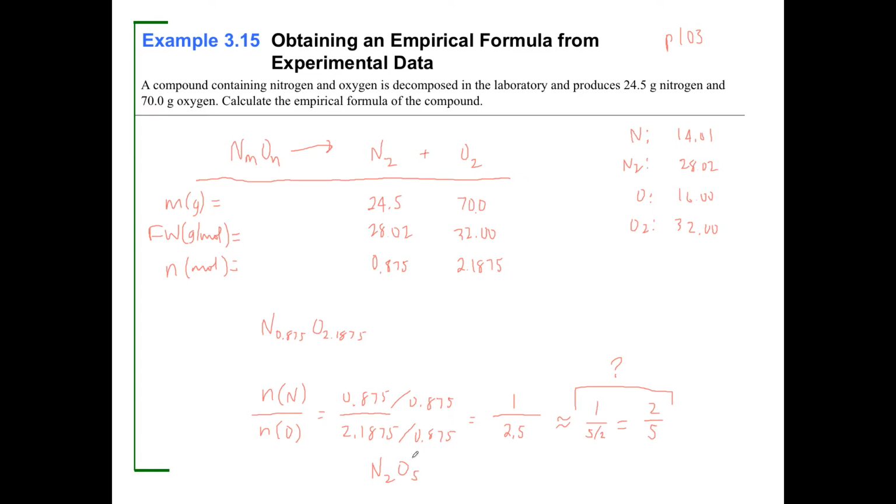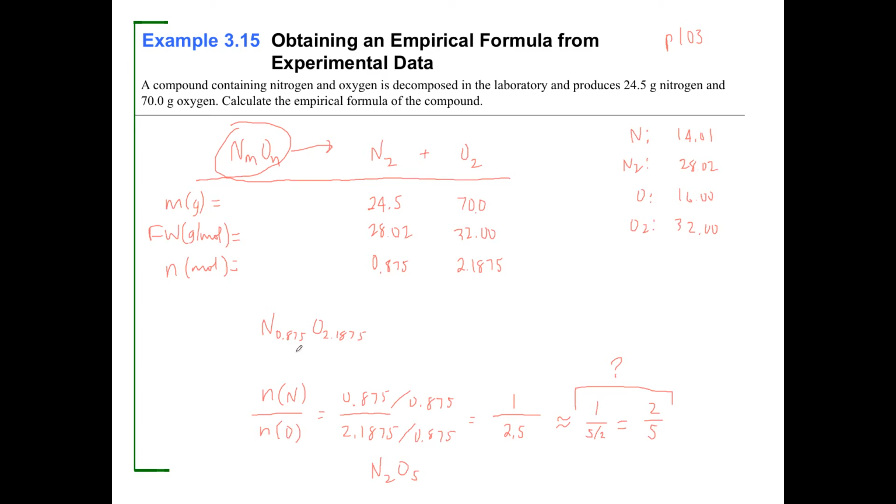Okay? So, in review, what we did was we took the amounts of the masses we got from some experiment. We didn't know what this was. We calculated the masses that we got from this experiment. And when we did that, we calculated how many moles were there, right? And then we found the smallest whole number ratio of those moles, okay?